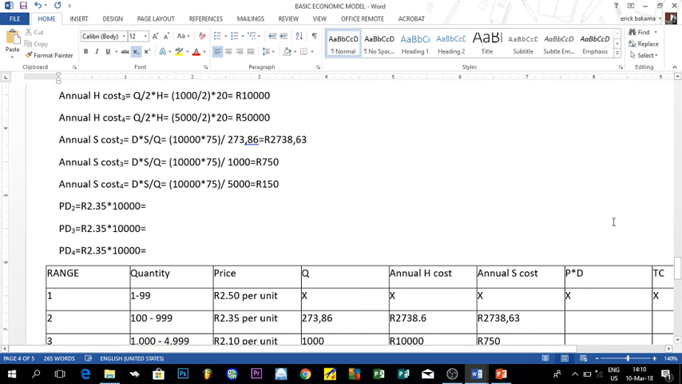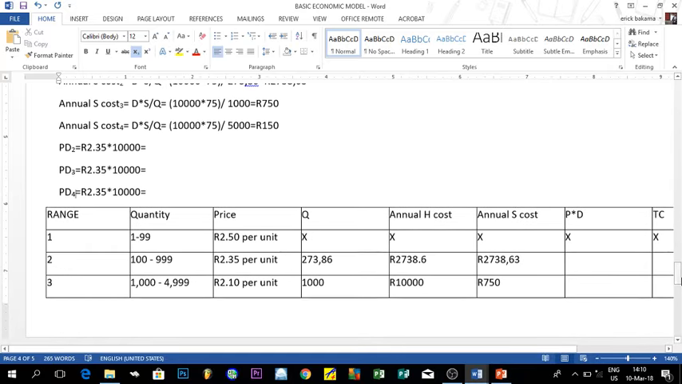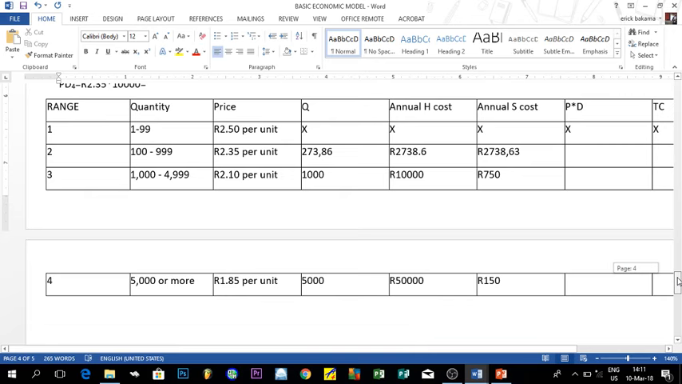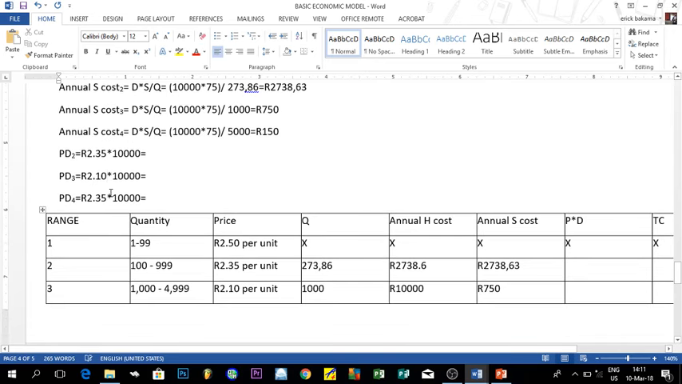Now, in this case, for the second interval, we had 2.35. That means for the third interval, it is 2.10 that we're going to replace here. And the fourth interval is 1.85. So this is how you find the P for the interval.